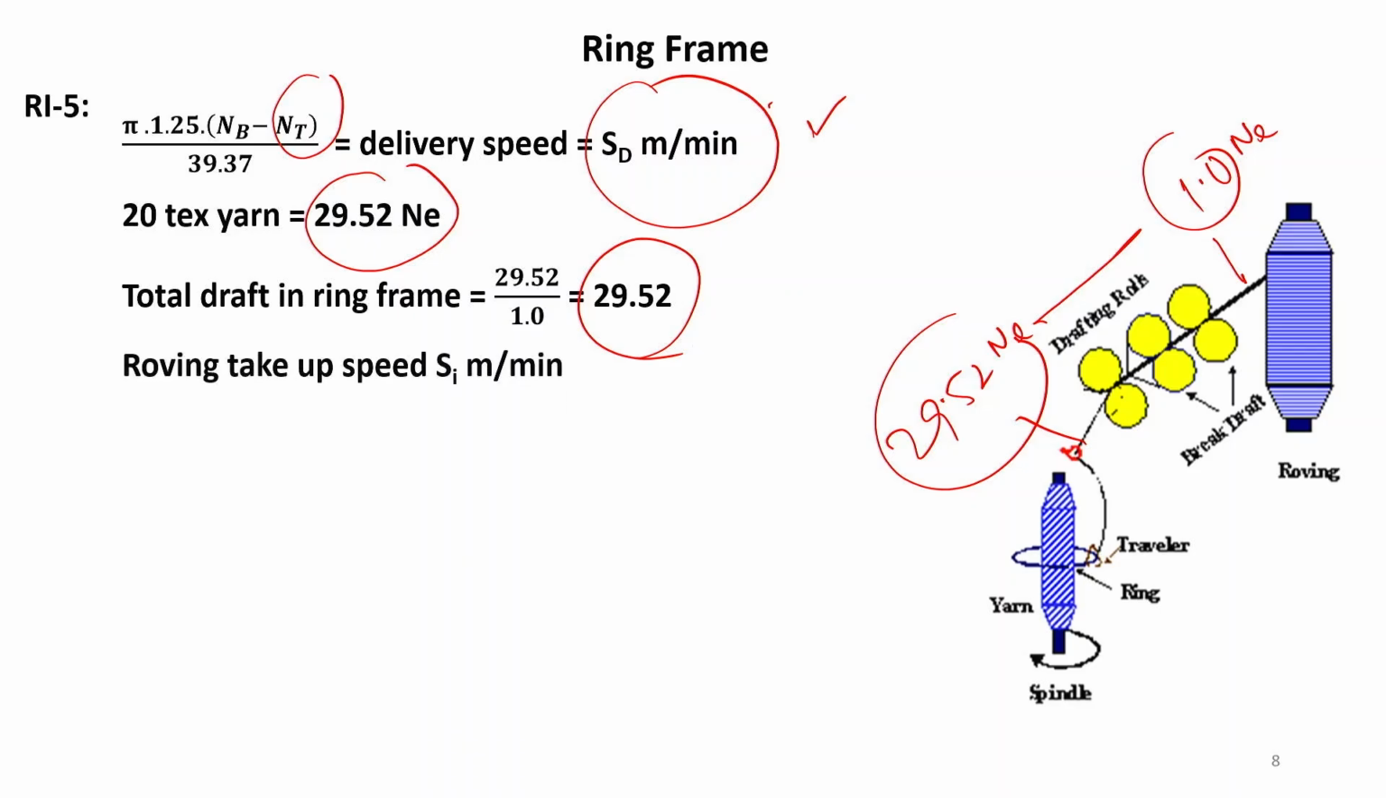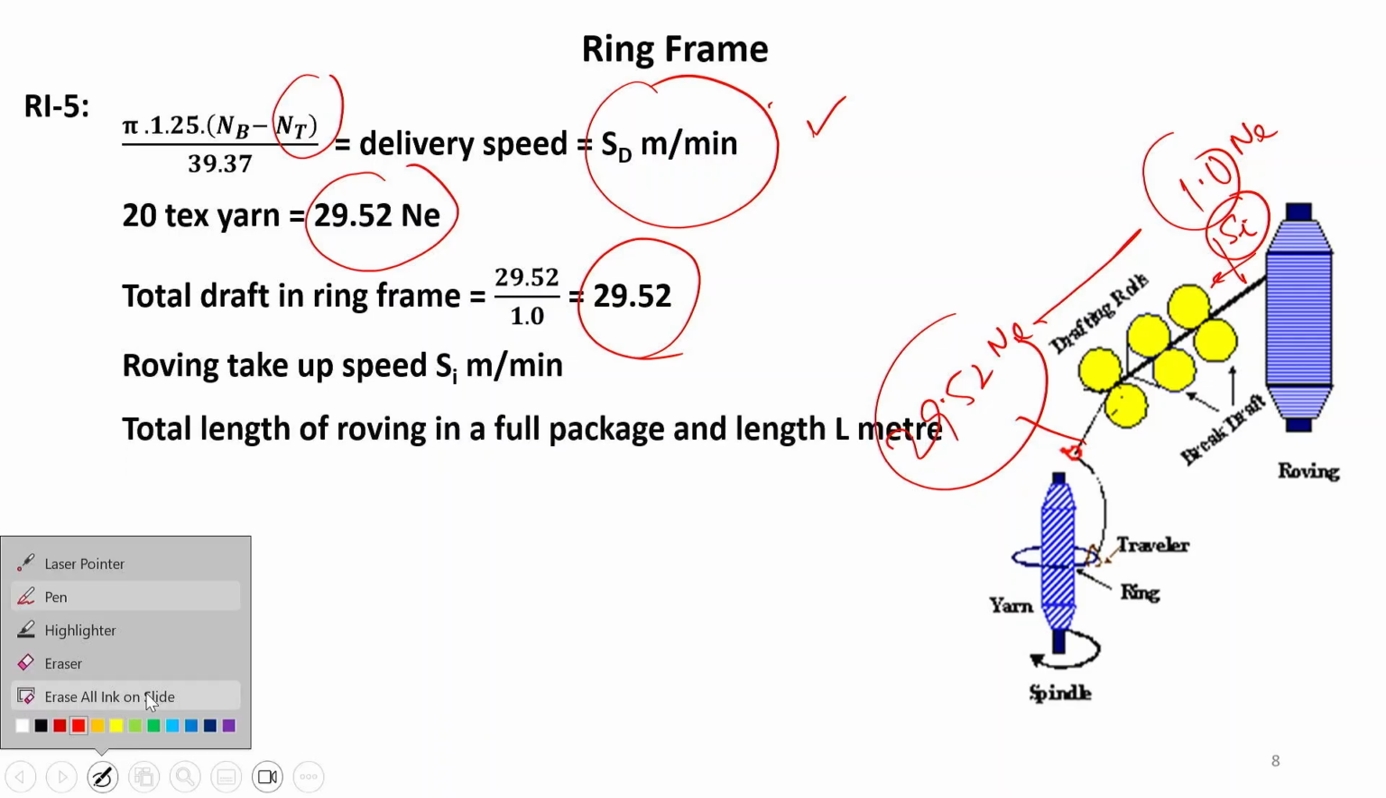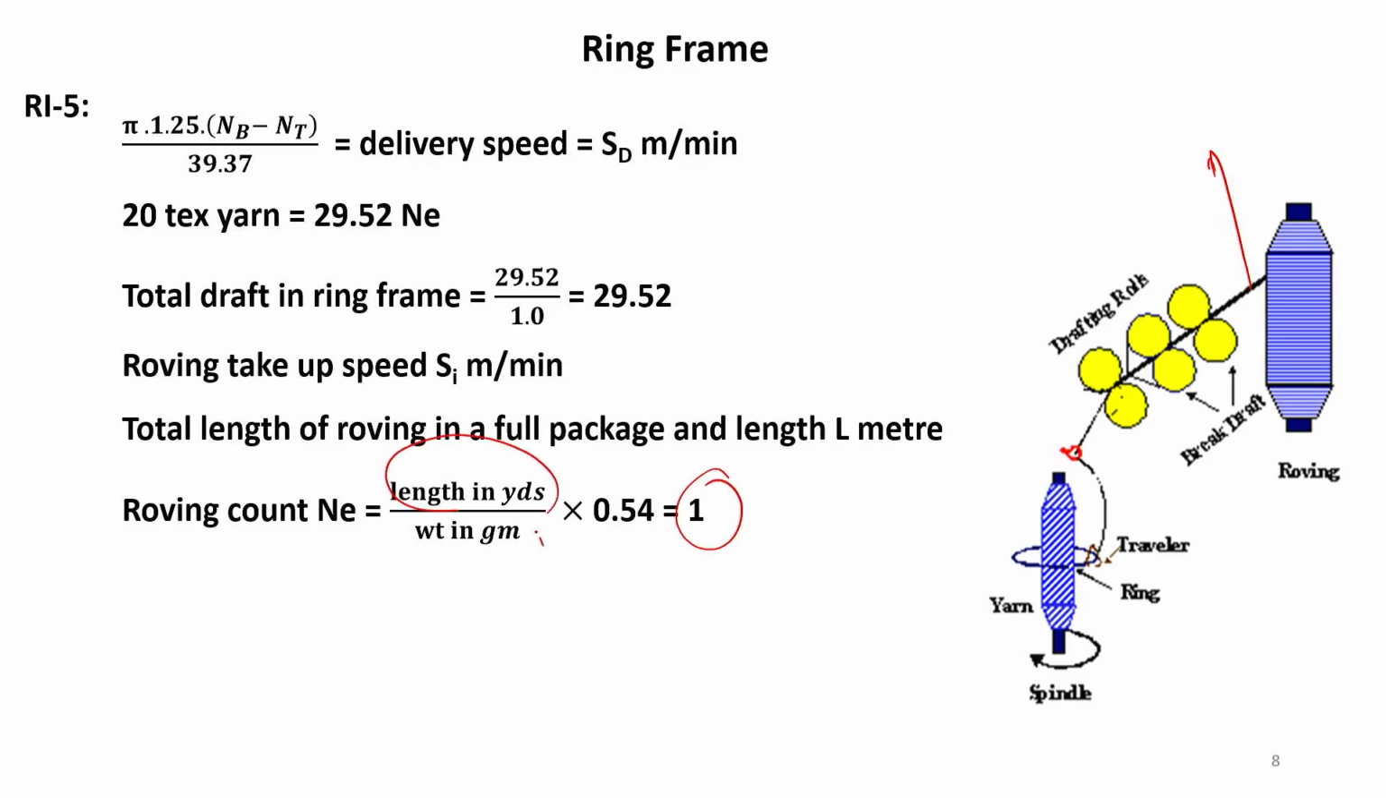So, roving take up speed is Sl, and the total length of roving in the full package is L, which we can calculate from the total mass and the roving count. So, roving count is 1. So, length in yard by weight in gram multiplied by 0.54, this is from the conversion formula. We know the weight in gram, so we can calculate the length in yard, L.